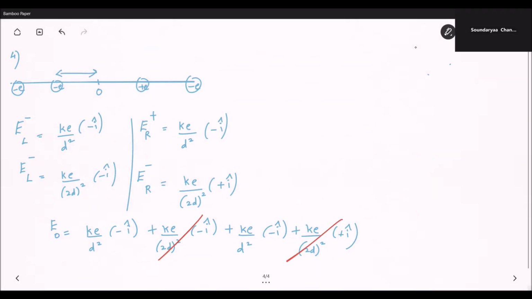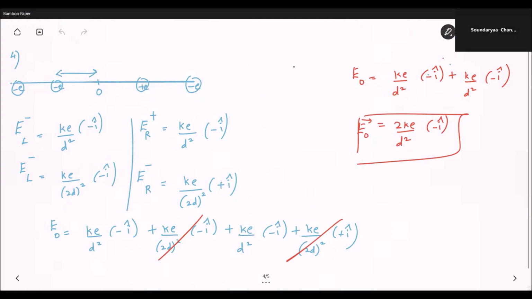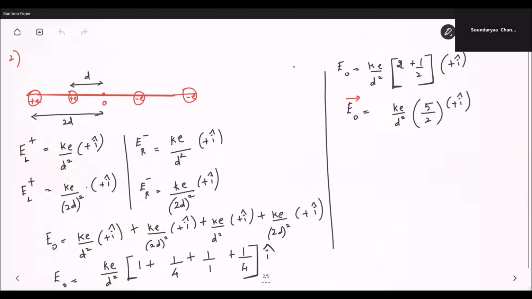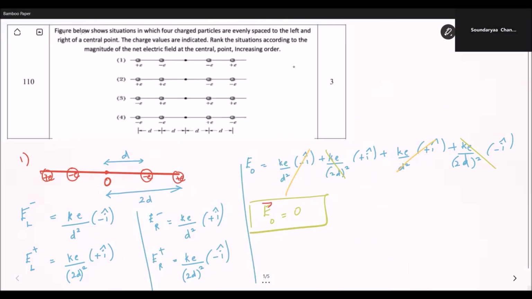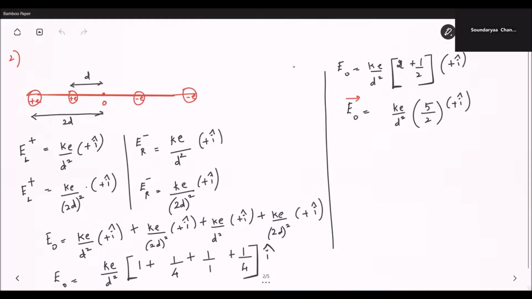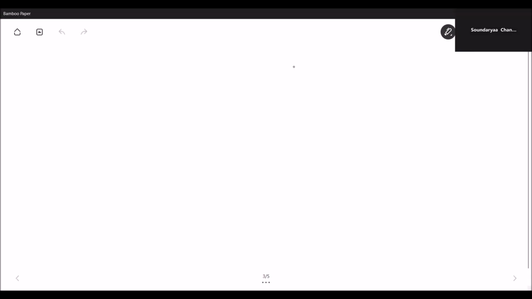And now, what is the remaining answer? E naught is equal to Ke by d square into minus i cap plus Ke by d square into minus i cap. And the final answer is 2 Ke by d square into minus i cap. Now let's consolidate the electric field values for all the 4 diagrams. For the first one, it is 0. And for the second one, it is 5 by 2 Ke by d square.